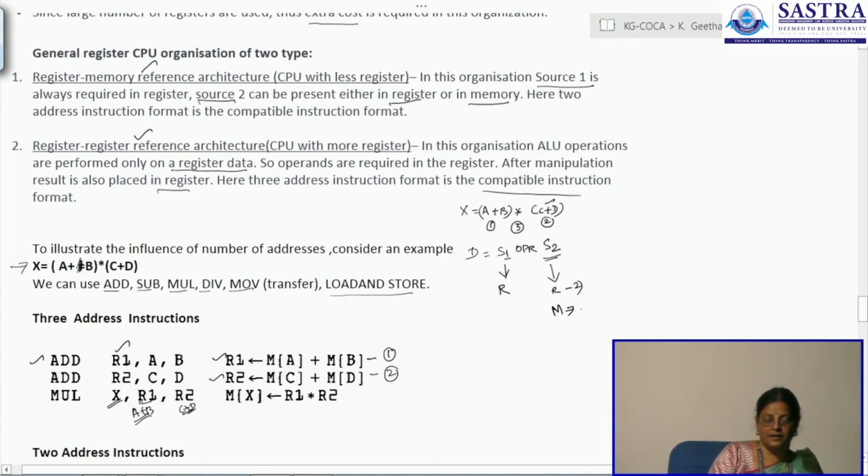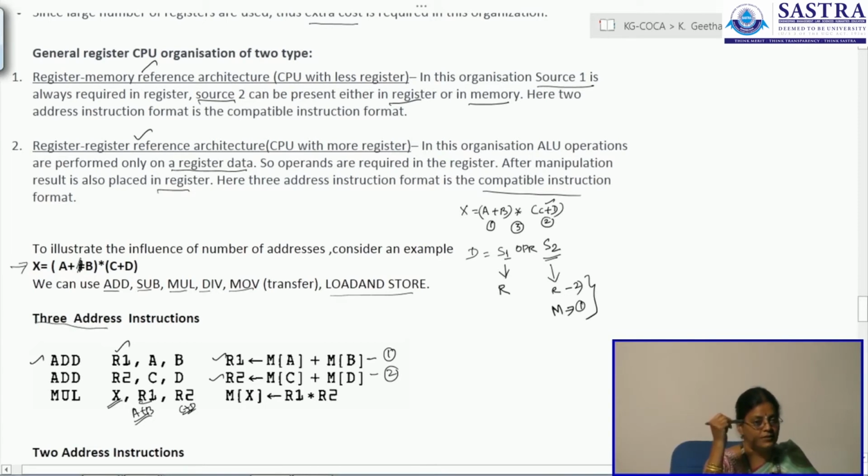So this is going to be the first category. In any of these two categories, I will be able to perform the operation once I am ready with the data for one operand in the register. Okay. So this completes the discussion of the expression evaluation A plus B star C plus D, and this is for the 3 address format.